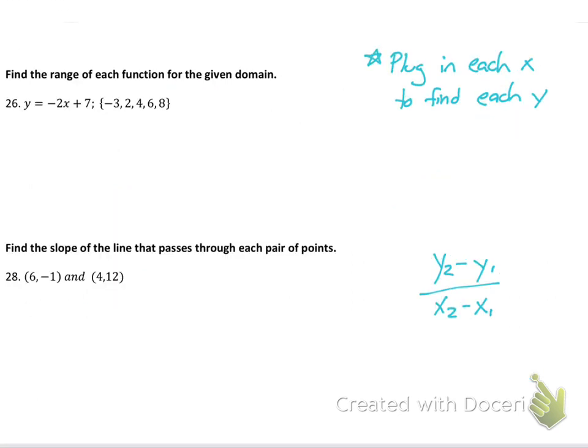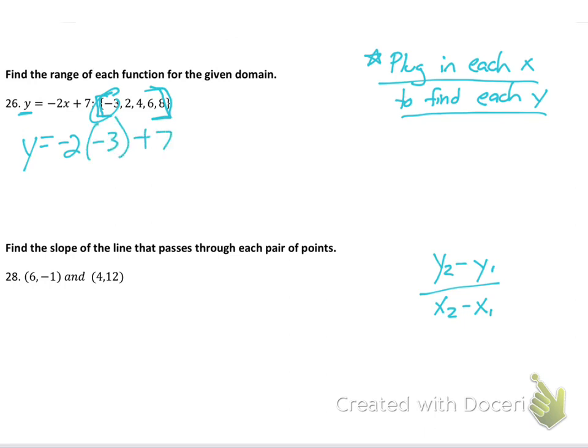Now, if I have find the range, which is y, of each function for the given domain, that means that all of these right here are the x's. Okay, so you got to plug in each one of these x's to find each y. So for the first one, I'm going to plug in -3. So y is equal to -2 times -3 plus 7. And I'm going to do that math, and it's going to be 6 plus 7, and 6 plus 7 is 13.